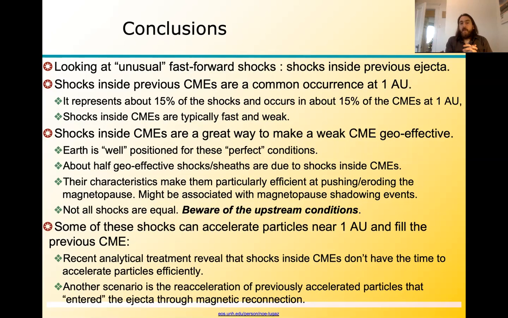We also talked about the acceleration of particles by such shocks near 1 AU, and found that while you can understand why the reflecting boundary can be an efficient way, and we actually did a theoretical characterization of this in an analytical formula, there's really no time for the particles to be accelerated to high energy. So what is likely to happen is an alternative scenario we propose, Jenny and myself, which is the reacceleration of previously accelerated particles which have entered and been trapped inside this preceding ejecta through magnetic connection, reaccelerated by the shock.